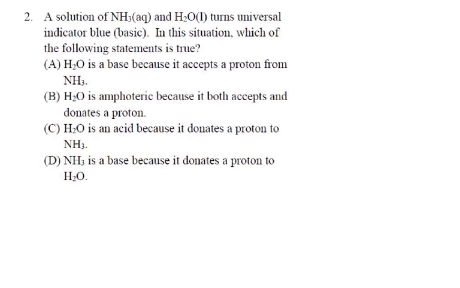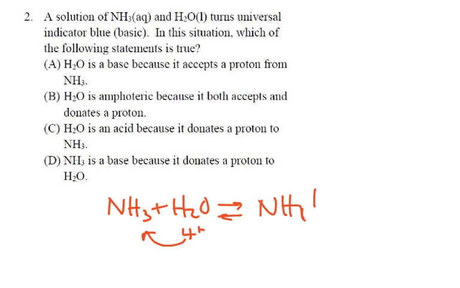Okay, number 2. A solution of ammonia and water turns universal indicator blue. That's basic. In this situation, which of the following is true? If I have NH3 and I put it with water and it makes my solution basic, what that means is that an H is leaving my water and going over to ammonia, so I'm getting ammonium and hydroxide. So what is that? H2O is a base? No, it's a donor, so that's not even true. H2O is amphoteric? It's true that it both accepts and donates a proton, but not in this case.